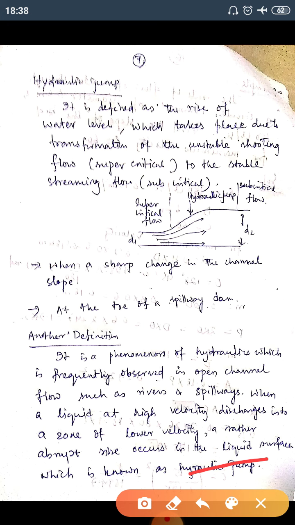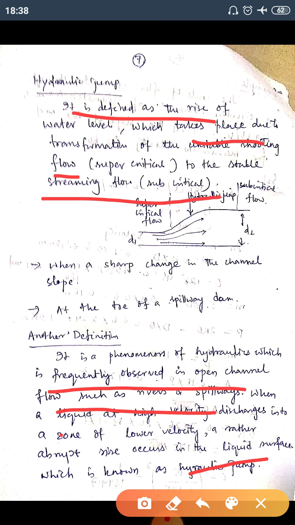A simpler definition is that it is a phenomenon of hydraulics which is frequently observed in open channel flow in rivers and spillways. When a liquid at high velocity discharges to a zone of lower velocity, a rather abrupt rise occurs in the liquid surface, which is known as hydraulic jump. In technical language, it is defined as the rise of water level which takes place due to transformation of the unstable shooting flow, that is supercritical flow, to stable streaming flow.